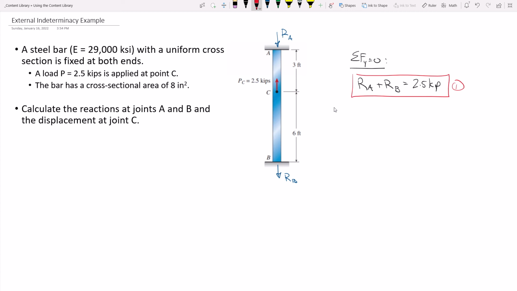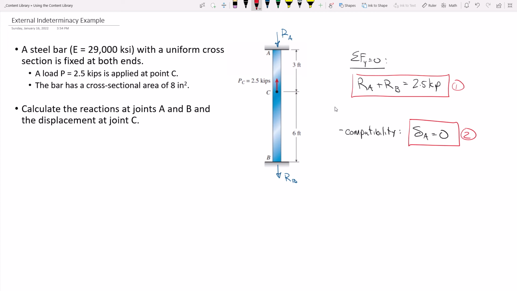That's going to be my compatibility relationship. So for compatibility, I'm going to say that delta A is 0. And that's going to be my second equation. But how we actually apply that is a little different than what we did last time, okay?